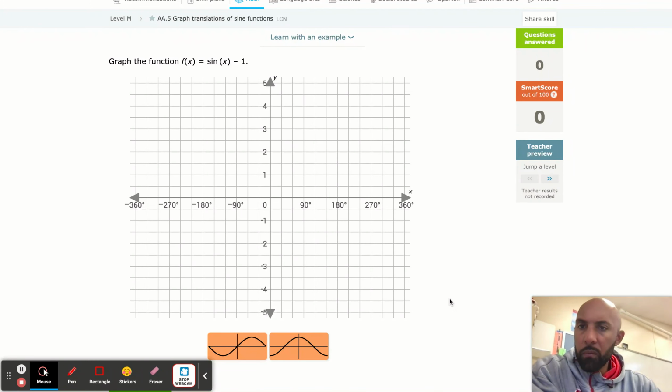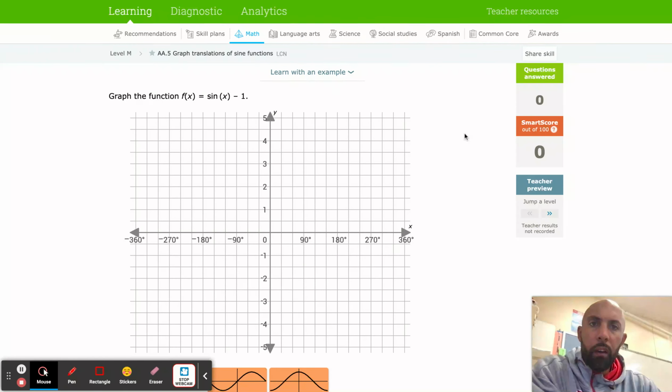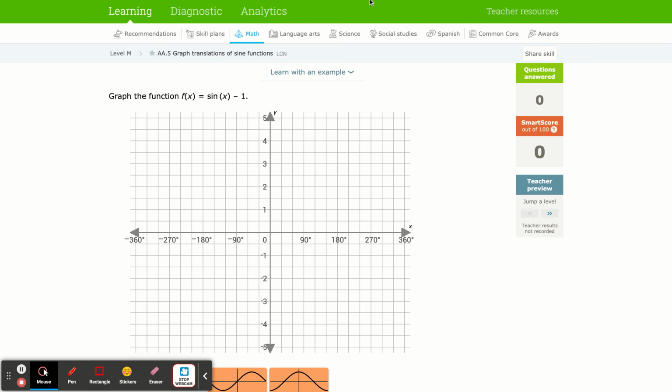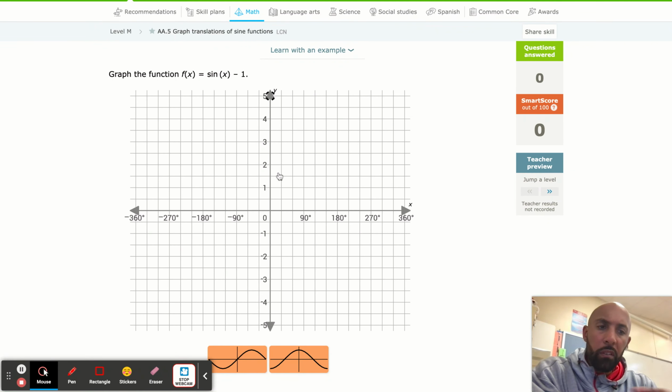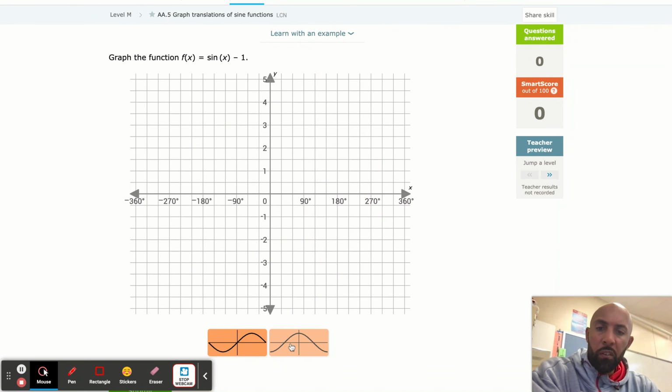All right, so just a real quick review of the IXL assignments. I'm going over the graph translations of sine functions. So basically what you're doing is you're given a sine or cosine function, and you need to graph it based on what you see. First, before you start, you've got to pick the correct one. So this is sine, which starts at 0, whereas cosine starts at 1. So we pick this one for sine.